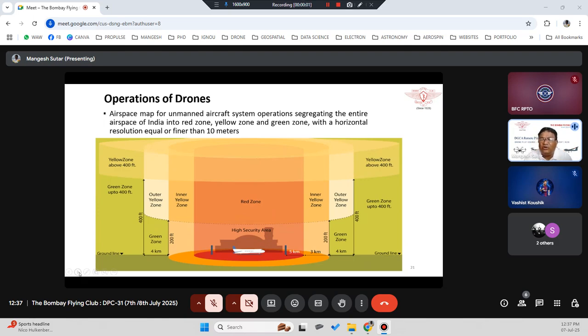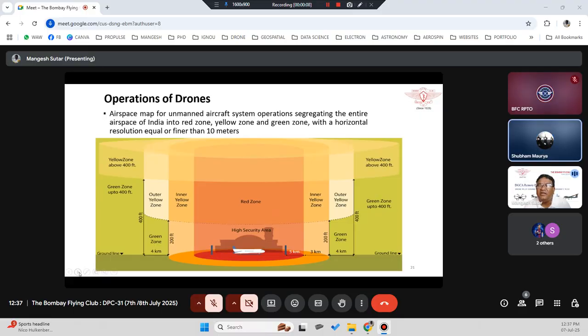Okay, so any questions on D1, D2, D3 forms? So D1 is for type certificate, D2 is for UN number, D3 is for transfer and deregistration of drone.